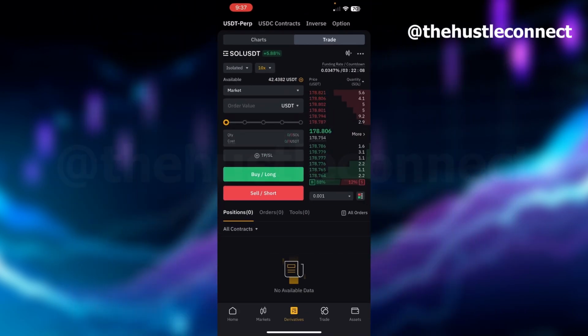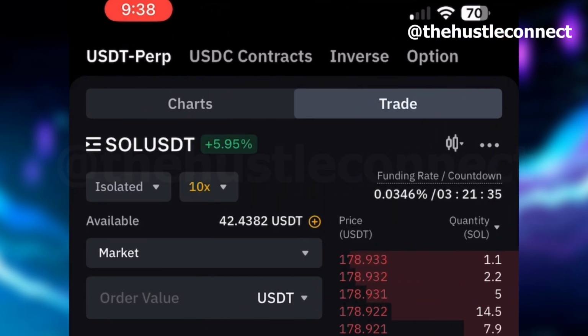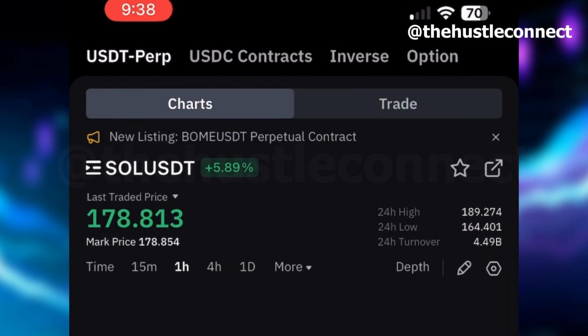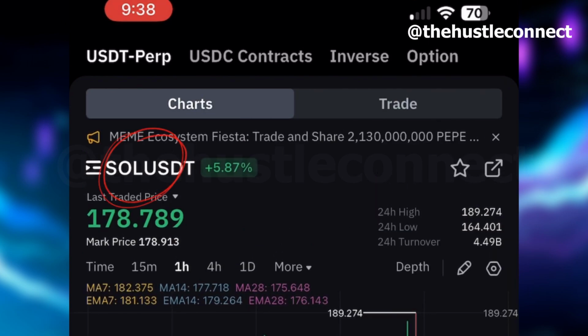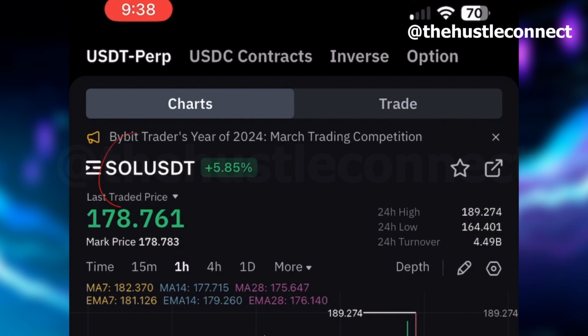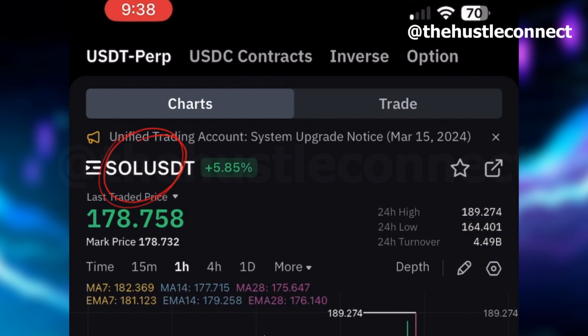Looking at the screen right now, you can tell that there's so much going on, and it seems somewhat complicated to those of you that are yet to get familiar with it. Over here, we have the charts and then we have the trade. I'm going to start with the charts. When you click on the chart, you are going to see SOL USDT. It is called a trading pair, where you pair whatever crypto you want to trade against the USDT.